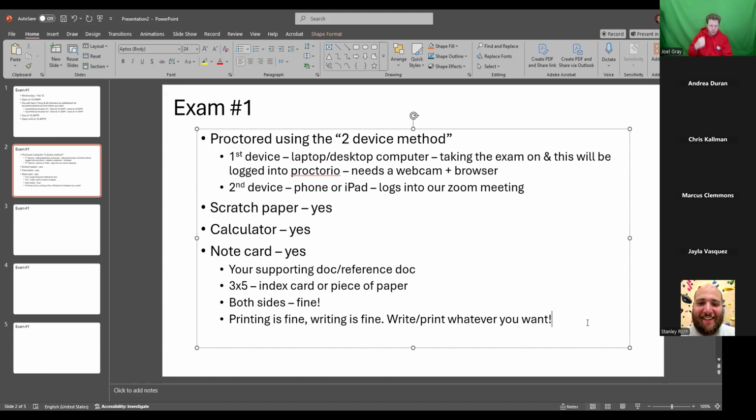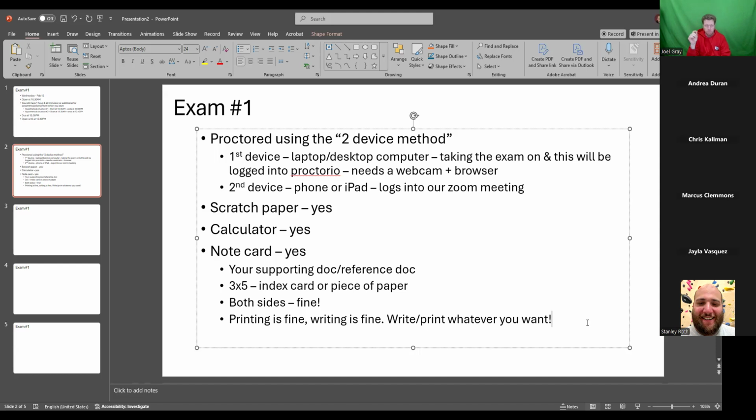Okay, so the logistics are we've got the time that it starts, the time that it closes. We've got our two device proctoring method. I'm guessing there are no quizzes or assignments for this week, Chris, or sorry, that is a great question. I'm going to come back to that in just a second. And then you've got your note card, calculator. I do have to check about if Proctorio has a calculator. I believe that it does. Scratch paper, yeah, you can use scratch paper.